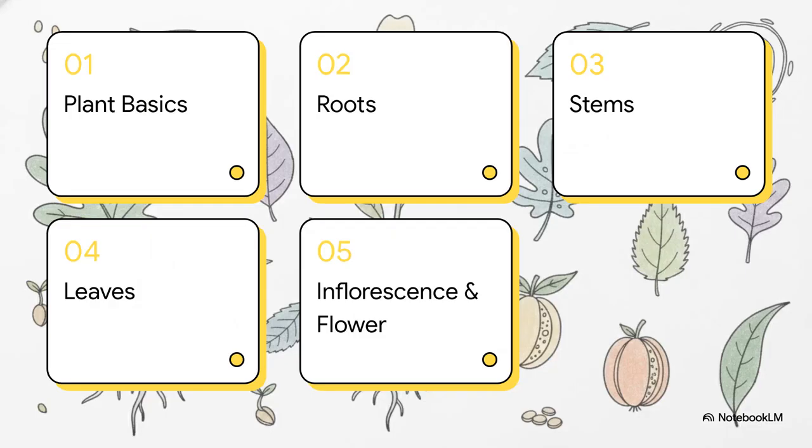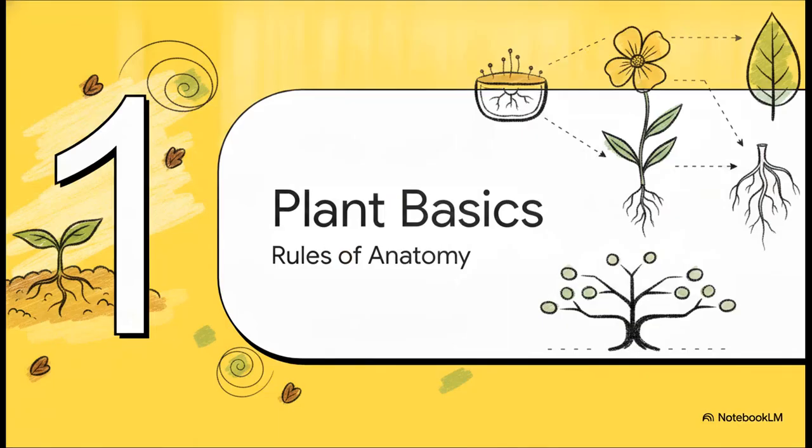So here's the game plan for our journey today. First, smart study and plant basics. Second, roots, anchors, and modifications. Third, stems, shoots, and survival. Fourth, leaves, venation, and modifications. And finally, number five, inflorescence and the flower. Let's kick things off with Section 1, Smart Study and Plant Basics.